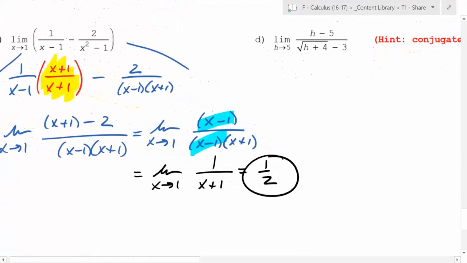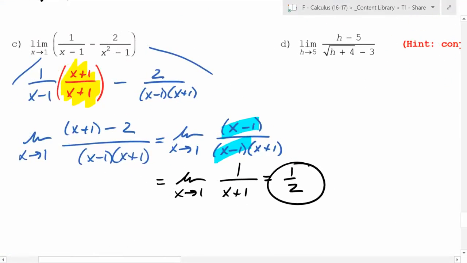Wait, so if we wanted to just find x of this function, we could just times the whole thing by x plus 1? You're not multiplying the whole thing by x. You're just multiplying this one because all you're doing there is trying to find a common denominator. If there was no limit sign in front of it and it was just find x, we could do that, right? X minus 1 times x plus 1 to find that function.